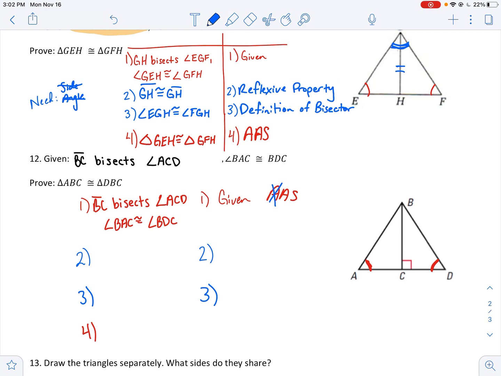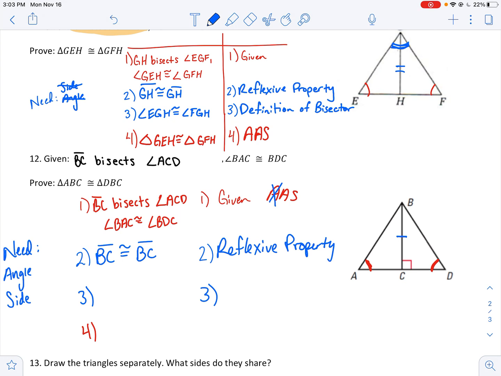Well, let's see, do I have any vertical angles here? No. And do I have any sides that I could very quickly claim as congruent? Well, yeah, I've got the reflexive property side in the middle. You should always be on the lookout for that one. So I can say BC is congruent to BC by the reflexive property. So I have my side. Now I need an angle.